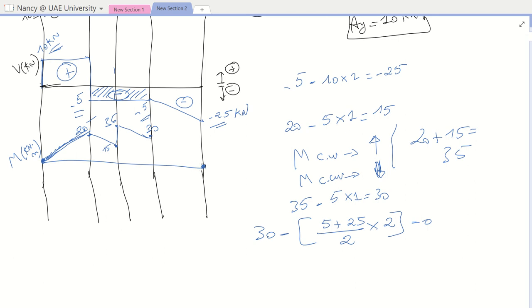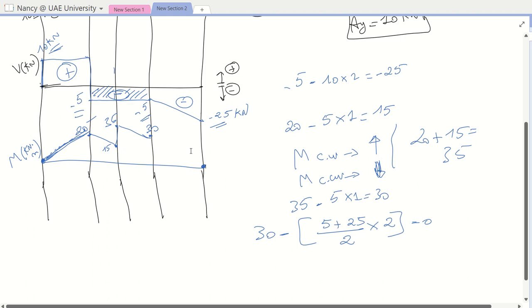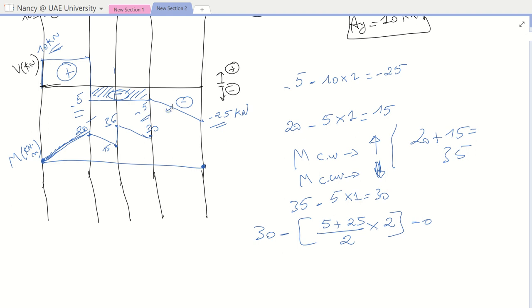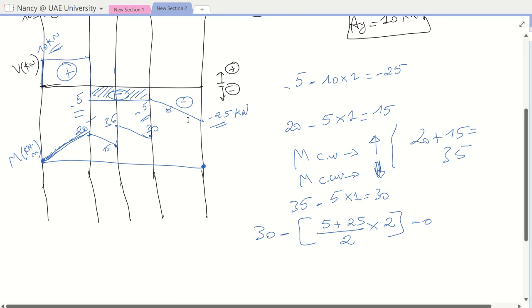So how to join these 2 points? It shouldn't be by a straight line because here I have a triangular or an inclined line. So this one should be a curve.